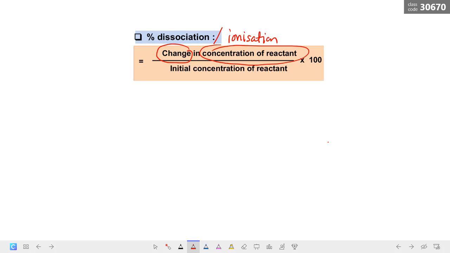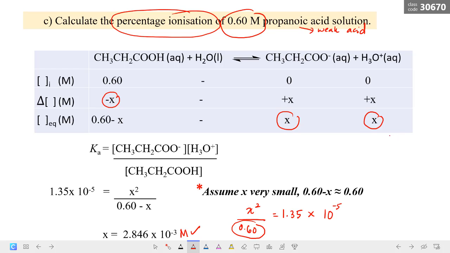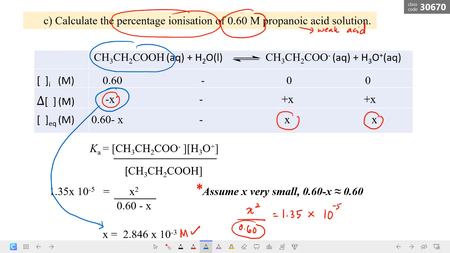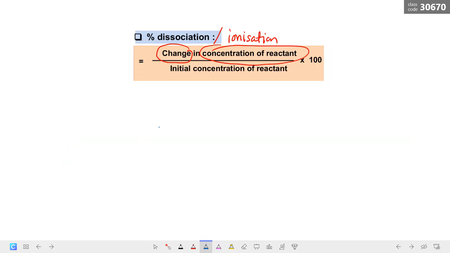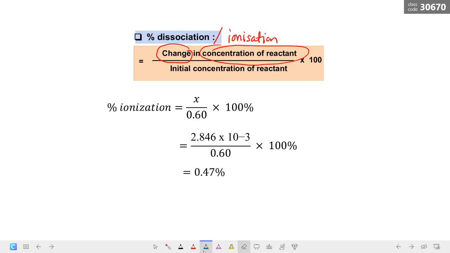Okay, nampak change in concentration of reactant. Jadi, kalau kita tengok pada table, yang mana reactant? Yang ini kan, propanoic acid adalah reactant. Change yang mana? Yang ini. Jadi nilai X yang kita dapat ni, inilah sebenarnya untuk kira percentage of dissociation. Okay, jadi nilai X itu kita masukkan dalam formula ini.